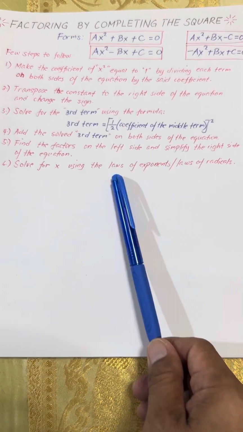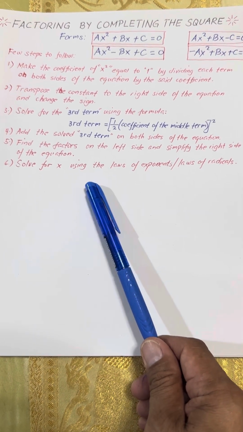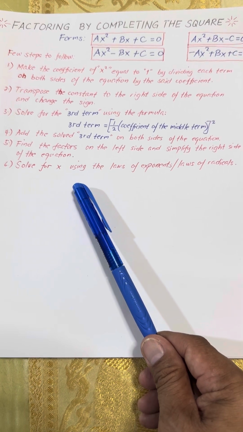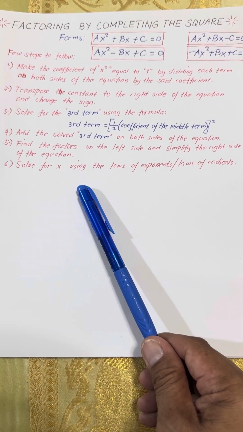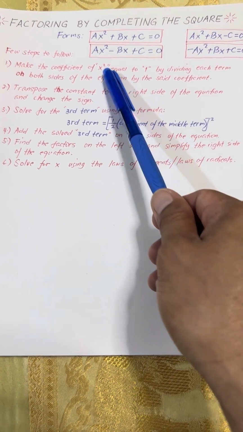Okay, so that's it. These are the few steps in completing the square that we need to follow in order for us to be able to do factoring and also at the same time solve for the variable. In this case, our variable is x.